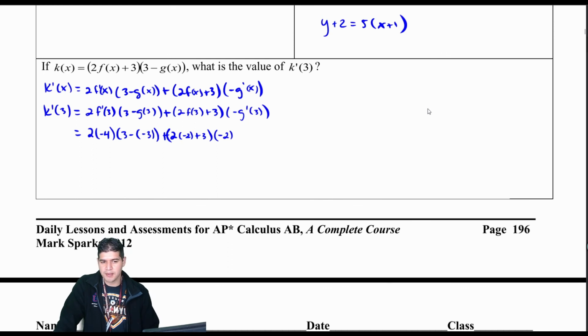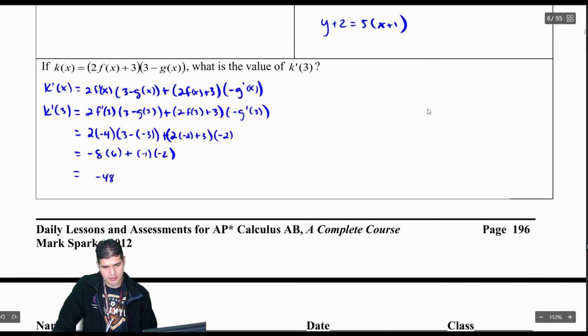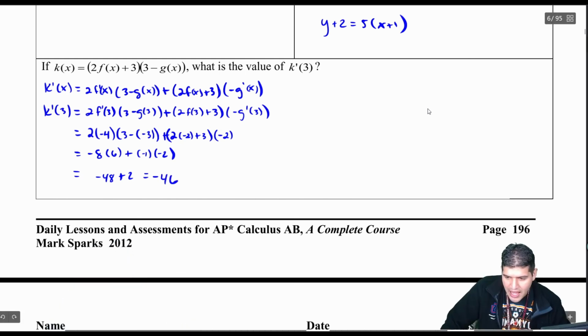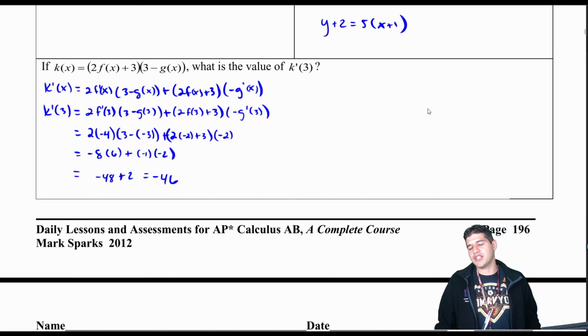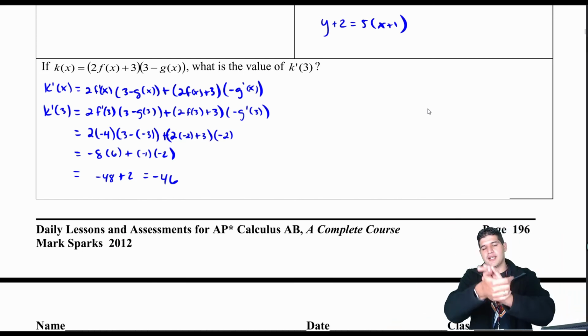And now we just got a bunch of numbers that we need to work with. All right, so 2 times negative 4, that's negative 8. 3 plus 3, that's 6. All right, and then plus negative 4 plus 3, so that's negative 1 and negative 2. And if we take that, I get negative 48 plus 2, which comes out to be negative 46. And that right there is going to conclude section 2.1 on the product rule.